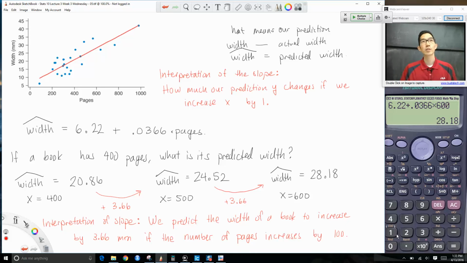Okay, so if we added 1,000 pages to a textbook or a book, how much do we expect the width to increase? 36.6 millimeters. Yeah? Okay. We're good? Okay, we're good.